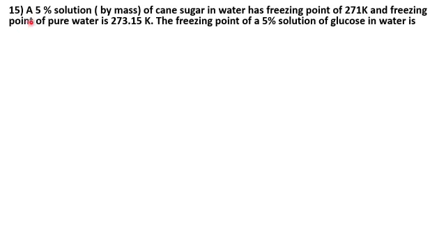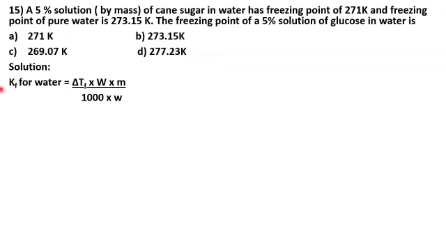Question number 15. A 5% solution by mass of cane sugar in water has freezing point of 271 Kelvin and freezing point of pure water is 273.15 Kelvin. The freezing point of a 5% solution of glucose in water is dash. Option A 271 Kelvin, option B 273.15 Kelvin, option C 269.07 Kelvin, option D 277.23 Kelvin.